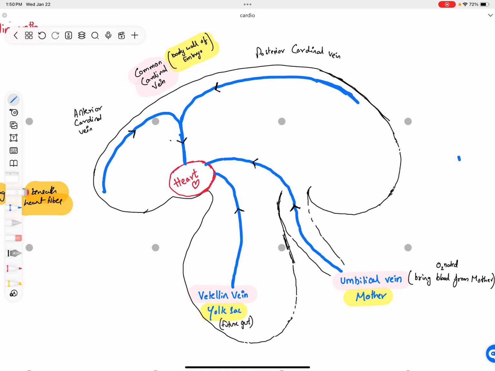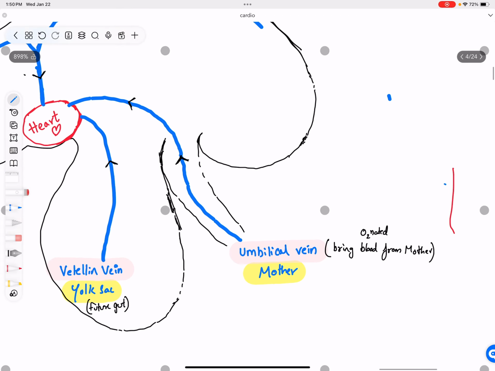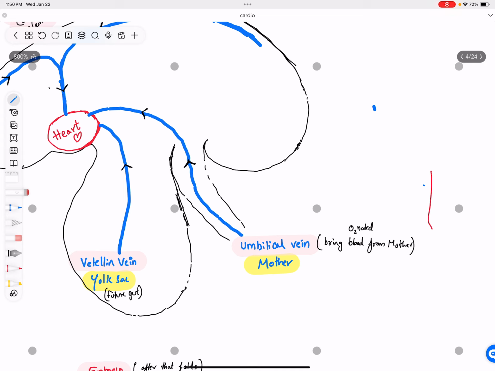And now we'll see about umbilical veins. These umbilical veins bring blood from the mother to the embryo, and specifically, the blood is oxygenated blood from the placenta. There are right and left umbilical veins initially, but the right umbilical vein degenerates.